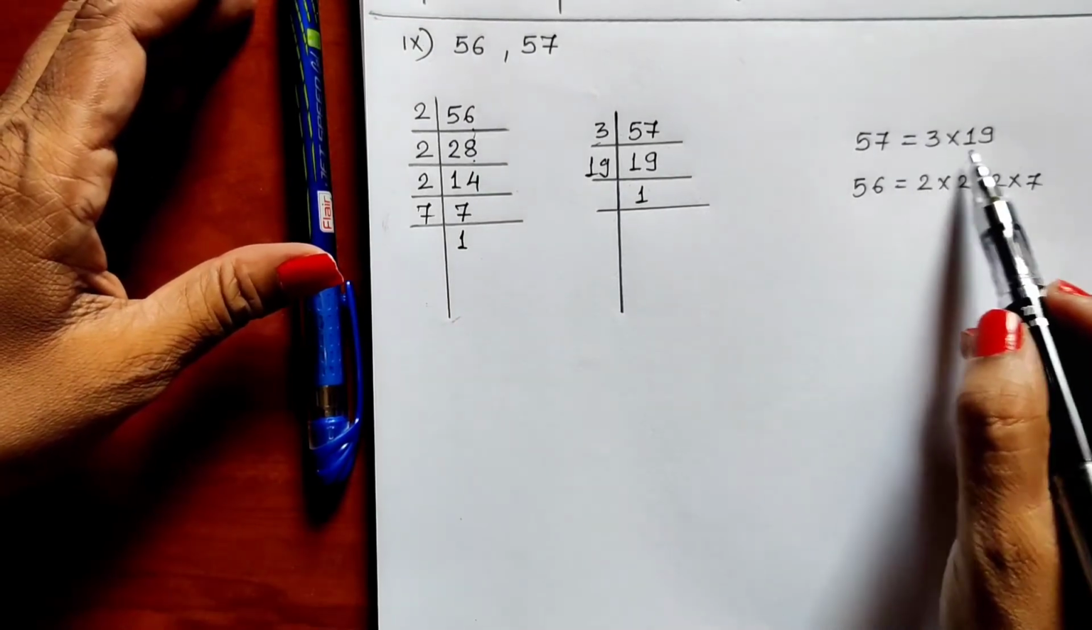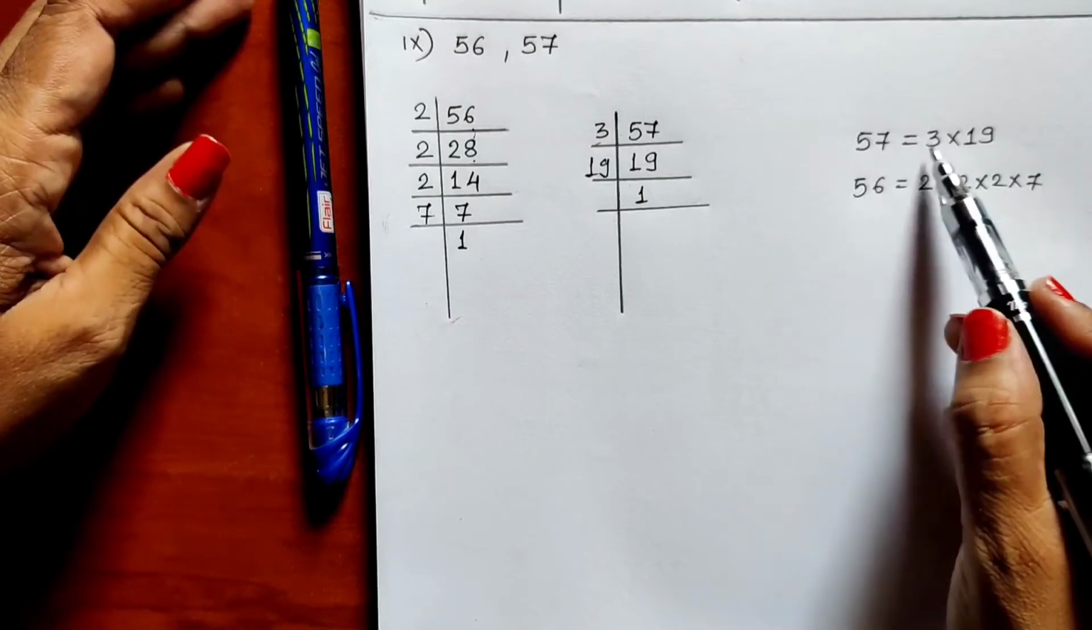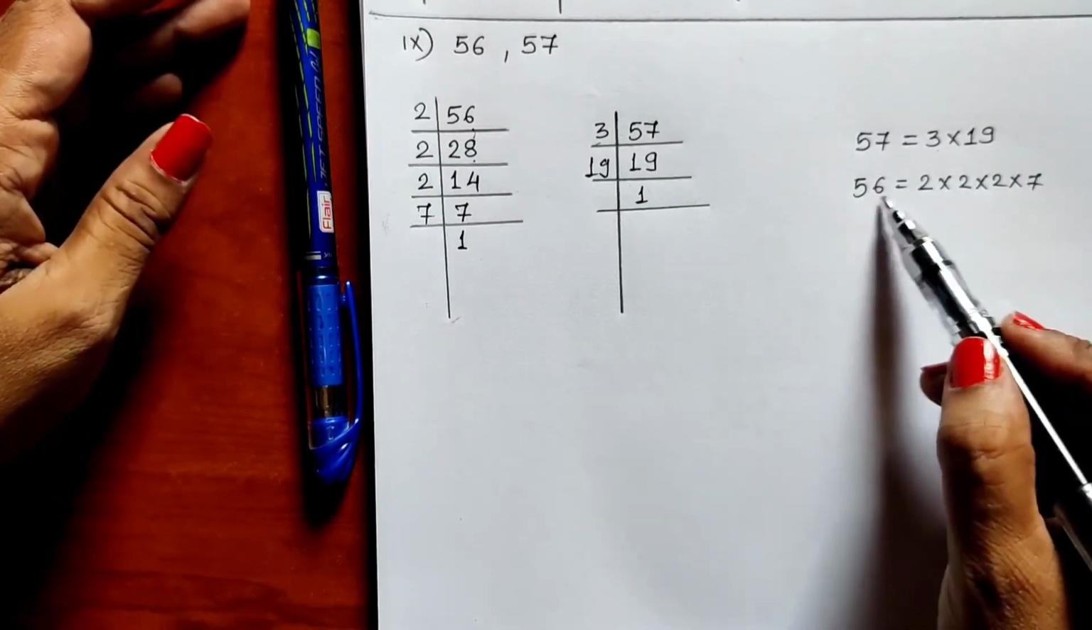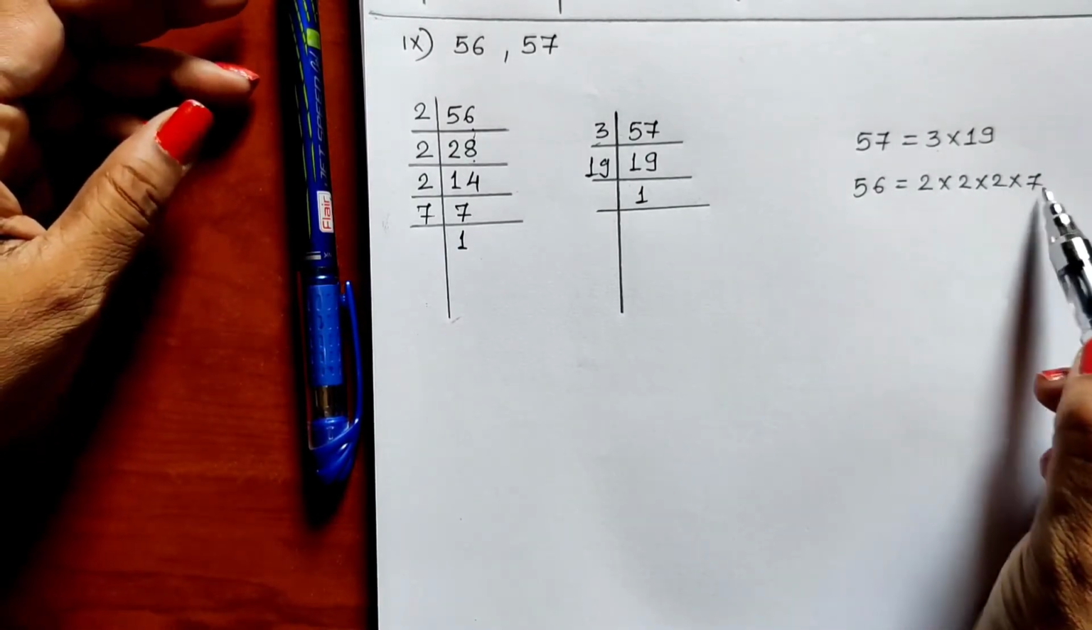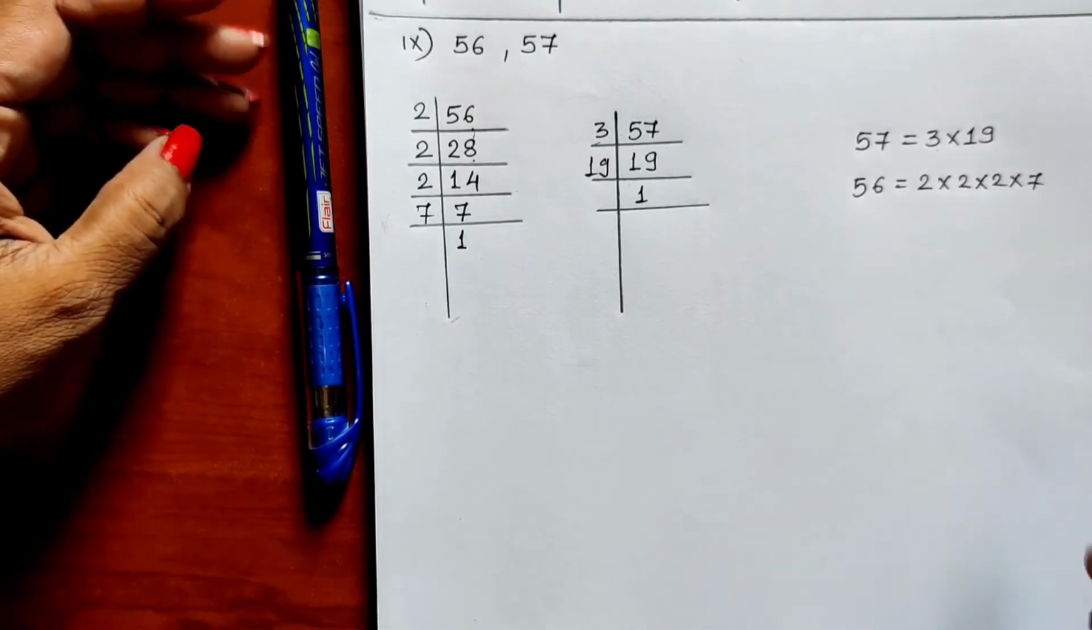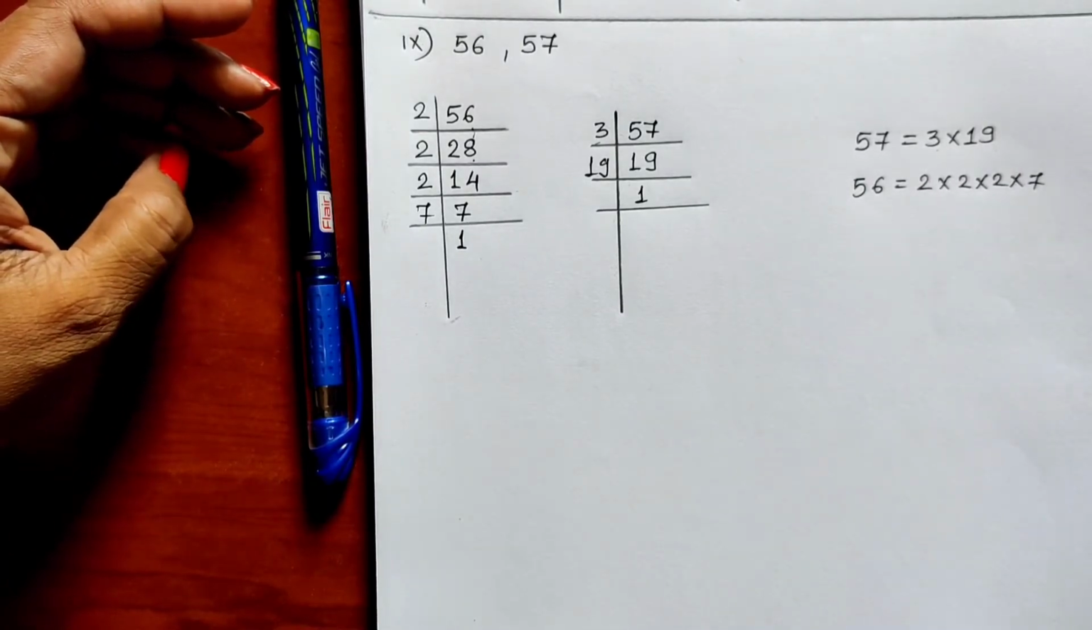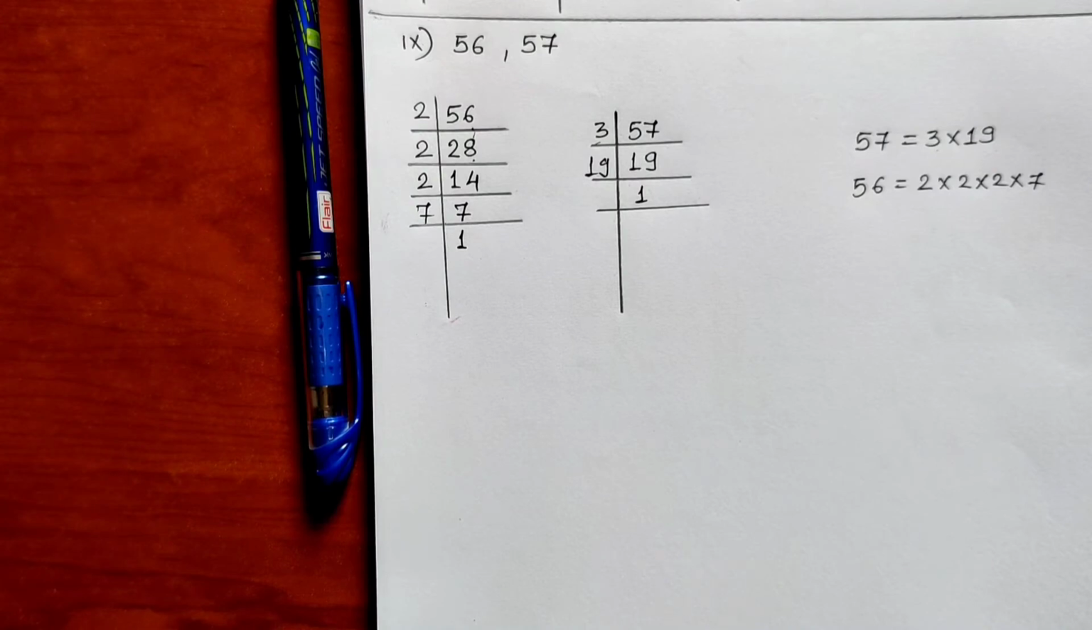Now let us encircle the common factors. So when we observe the factors here, factors of 57 are 3 and 19. Factors of 56 are 2, 2, 2 and 7. We cannot see any common factor. So any common factor is not there. That means there is 1, always 1.